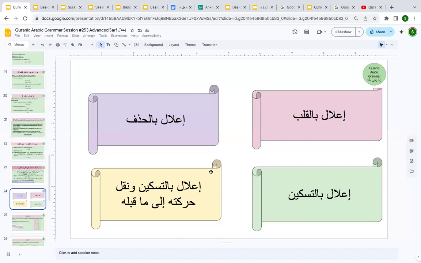So anytime naqal comes, it should remind you of movement, okay? Moving from one place to another, okay? What is naqal? Naqal is going to be moving from one place to another. Keep that in mind. And here, what will move is a vowel, which is the haraka. The haraka of a letter is going to move, and you will see how, inshallah.